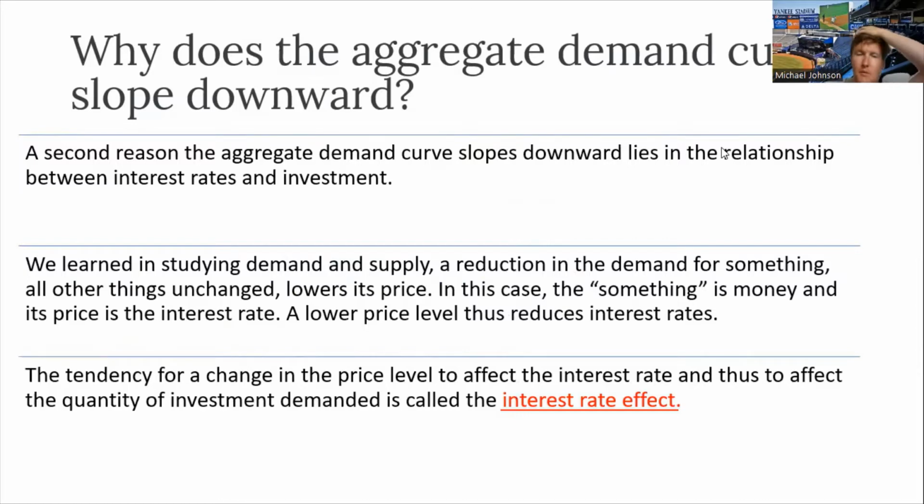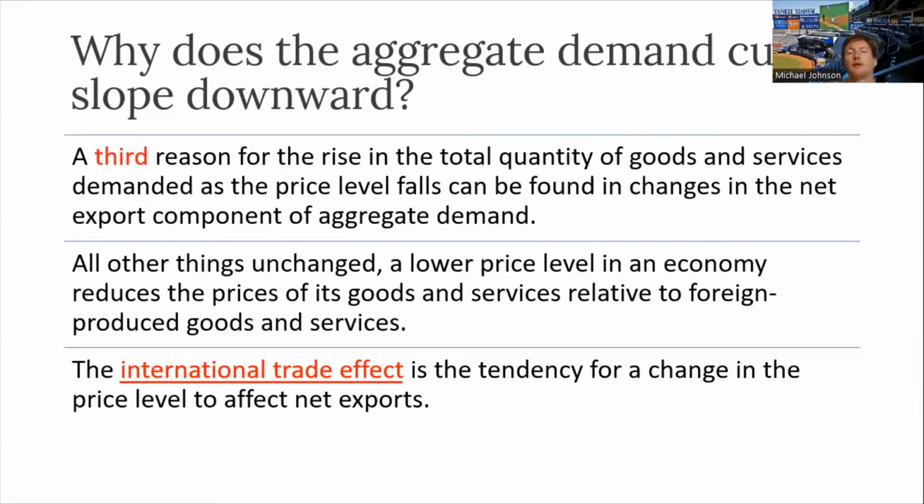So a reduction in demand for something lowers its price. So lower price reduces interest rates. The interest rate effect is when the price level affects the change in the interest rate. Then the third reason for the rise in the total quantity of goods and services is shown through a lower price in the economy, which will reduce the prices of goods and services relative to foreign produced goods and services.